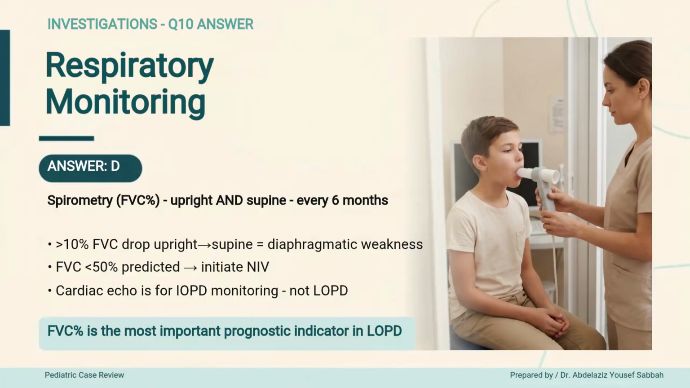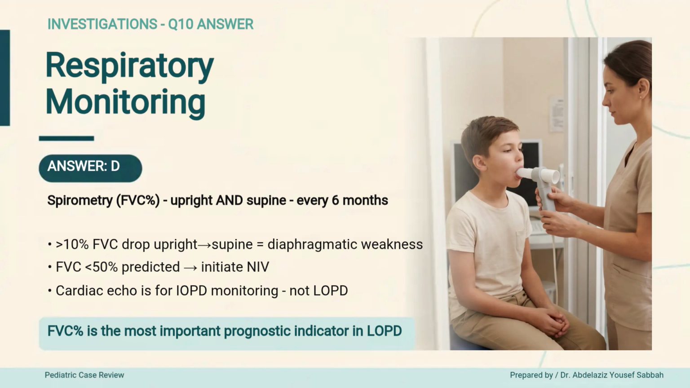The correct answer is option D, spirometry measuring forced vital capacity, performed both upright and supine, every 6 months. A drop in forced vital capacity of more than 10% when moving from upright to supine indicates diaphragmatic weakness, because a weak diaphragm cannot work against the abdominal contents when the patient lies flat. When the forced vital capacity falls below 50% of predicted, non-invasive ventilation should be initiated.